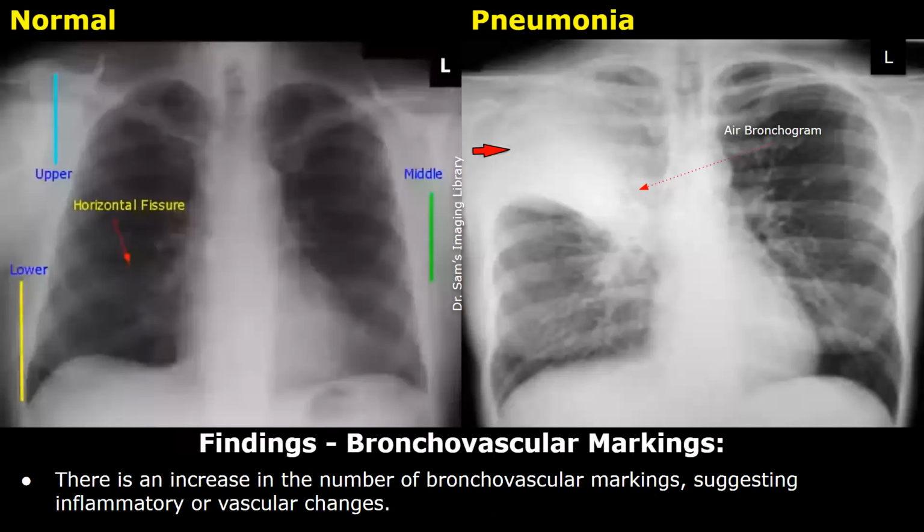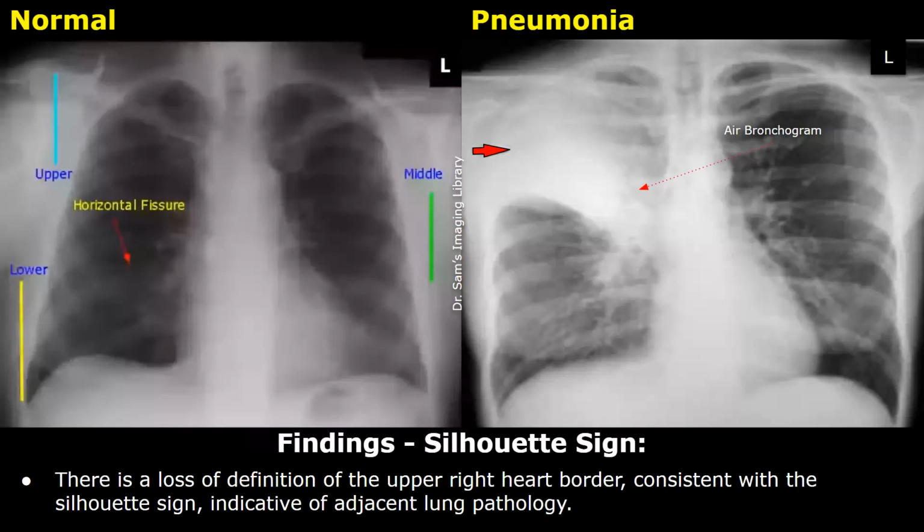Bronchovascular markings. There is an increase in the number of bronchovascular markings, suggesting inflammatory or vascular changes. Silhouette sign. There is a loss of definition of the right upper heart border, consistent with the silhouette sign, indicative of adjacent lung pathology.